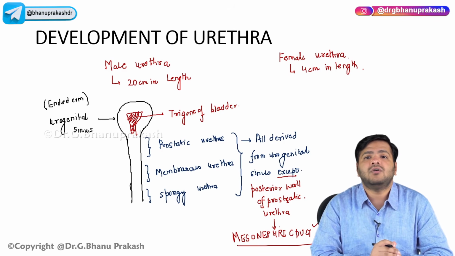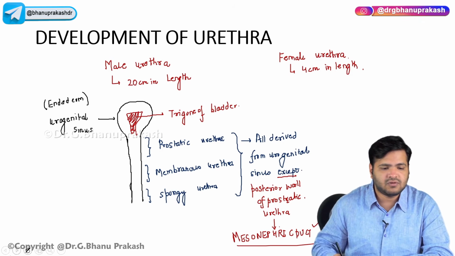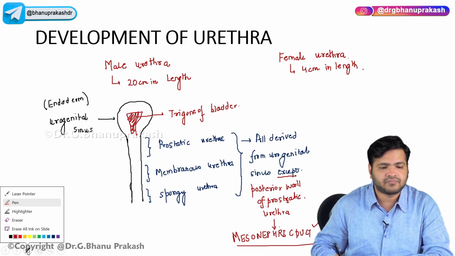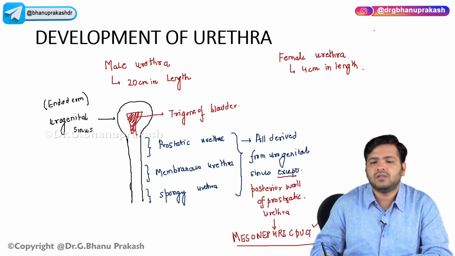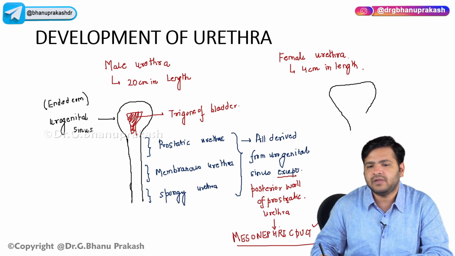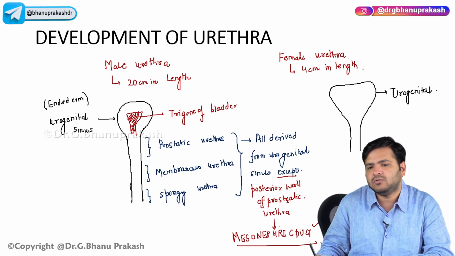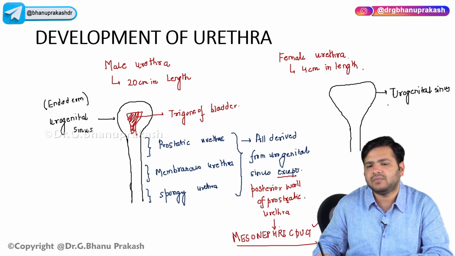Now, coming on to the female urethra. Let me just draw this female urethra. Let us suppose that this is the female urethra. It is shorter in length. So let us suppose this is the urogenital sinus, and yes, we have this urethra.